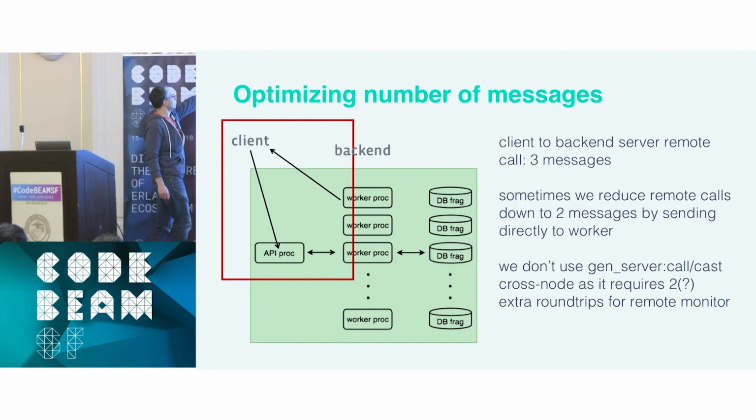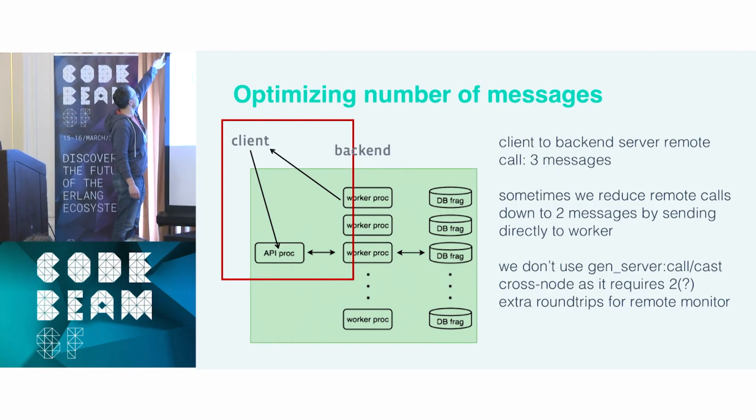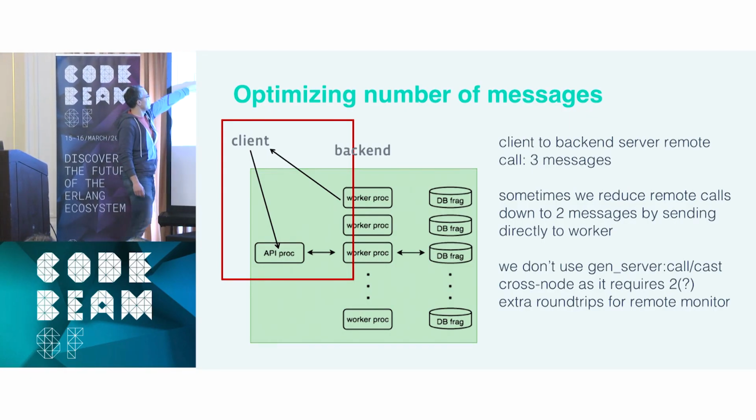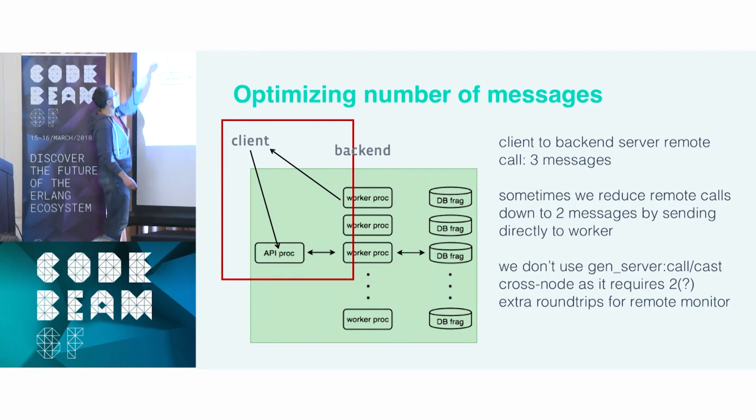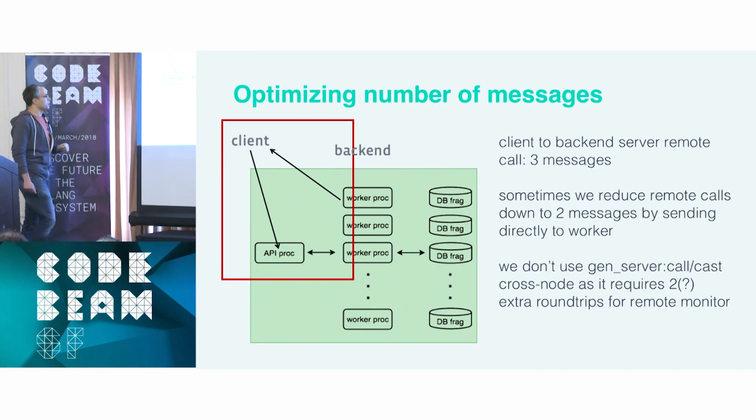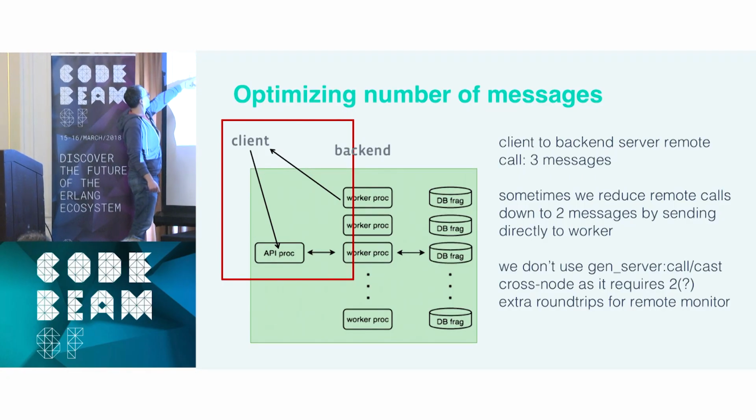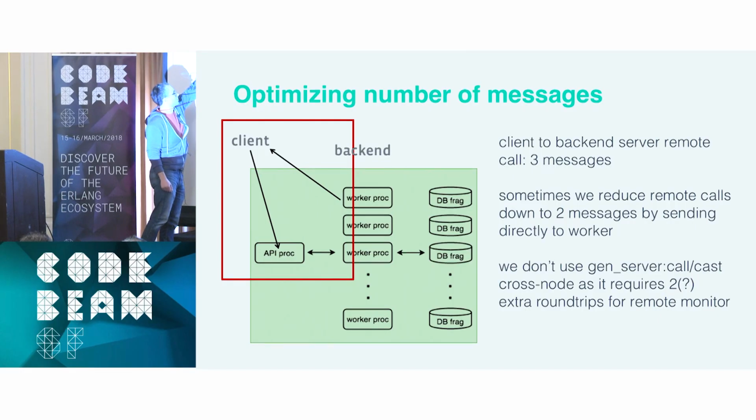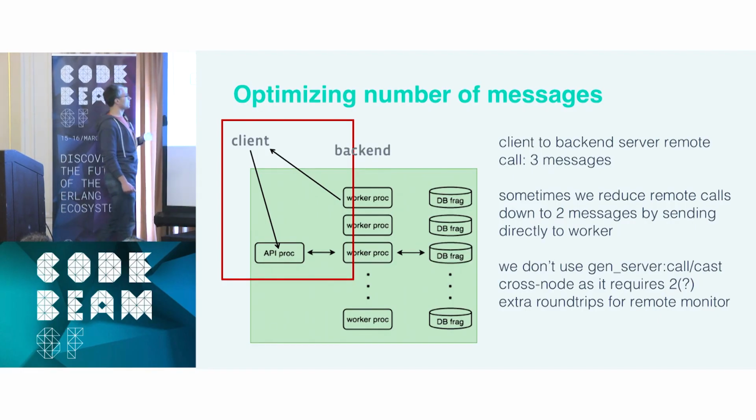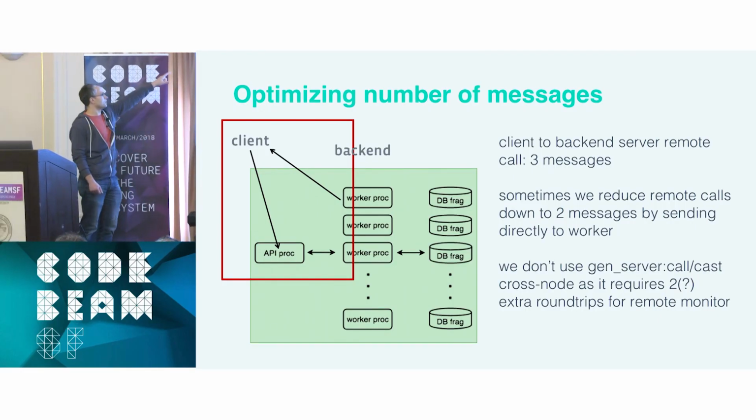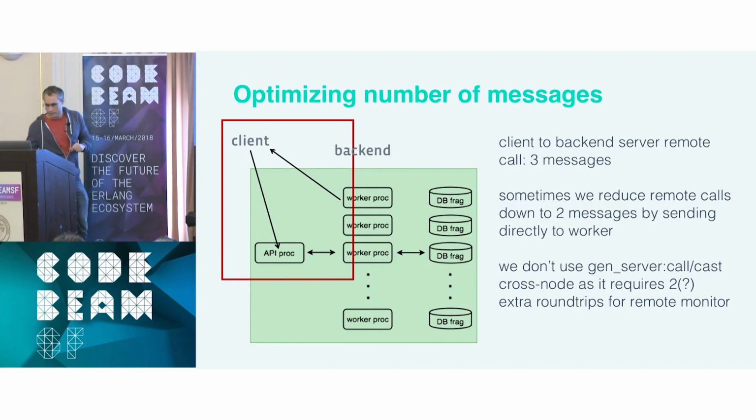This one is a pretty obvious one. When a client sends a request, it goes through an API endpoint, but the response goes back to the client directly. Another thing that we do, sometimes, instead of going through the API endpoint, we go to the worker proc directly to save one hop. That implies that these worker procs never go down.